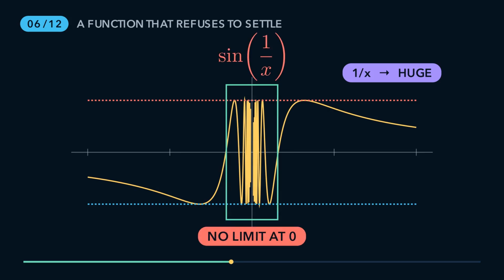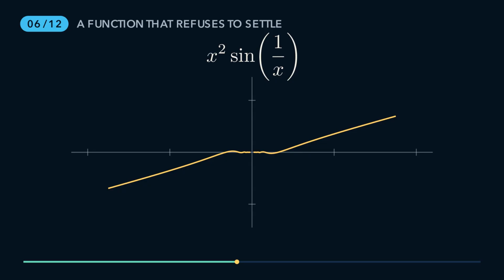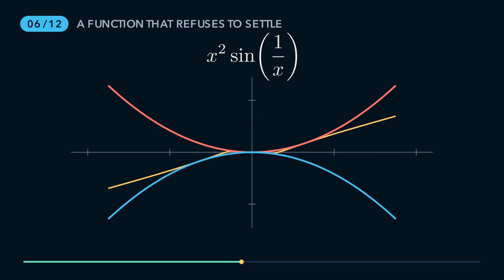This function has no limit at 0, but multiply that restless wave by x squared, and something dramatic changes. The oscillations remain, yet their vertical envelope collapses toward 0. We do not need to follow every wiggle.